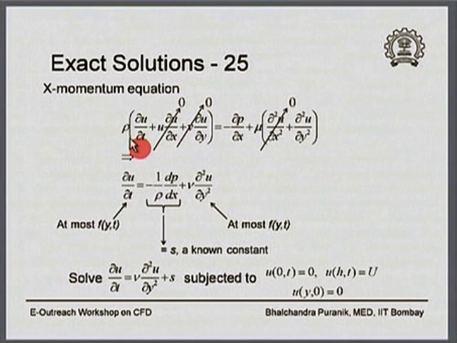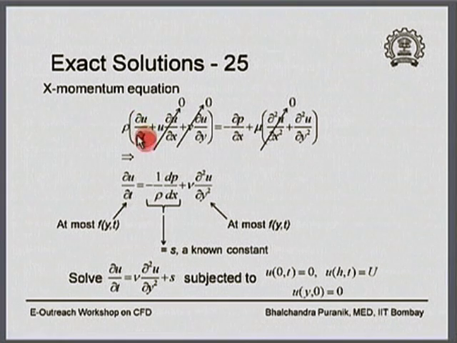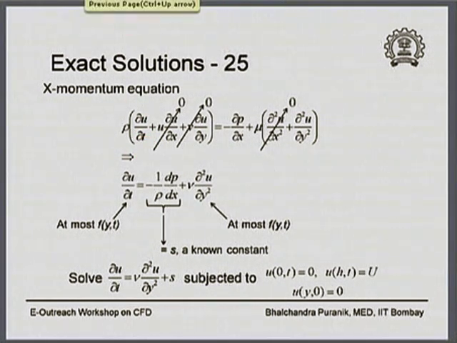Now here, when you go to the x momentum equation, you will realize that we need to maintain this du/dt term, which is our unsteady momentum term, because we said that in general u is going to be a function of y and time. We cannot get rid of this local acceleration term. On the other hand, the convective acceleration is 0 because it is assumed to be a fully developed flow and v is equal to 0.